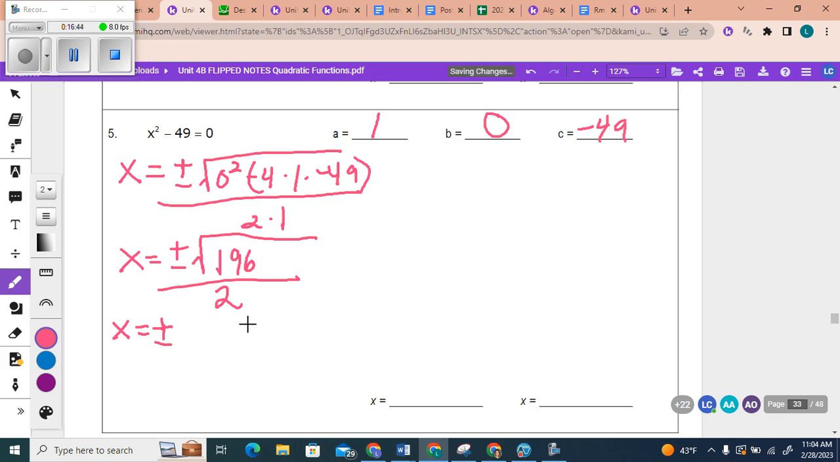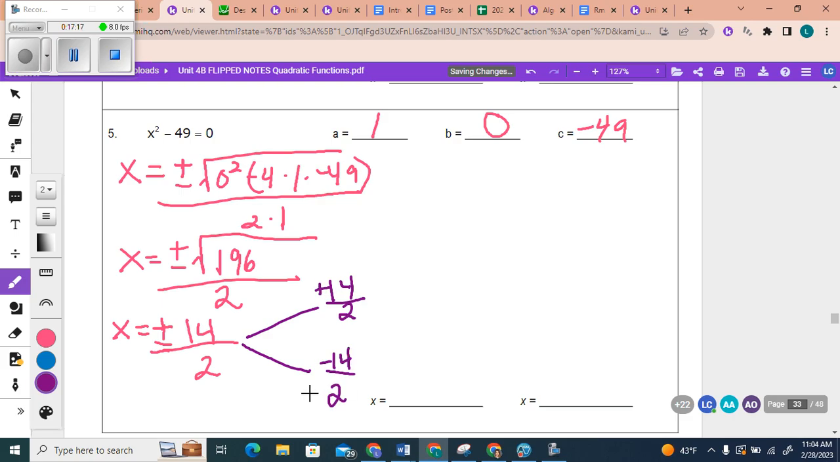What is it? What is it? 14? Heck yeah. Okay. Now what? Nope. Good. We break it into 2 parts. Always have to break apart your plus and negative.